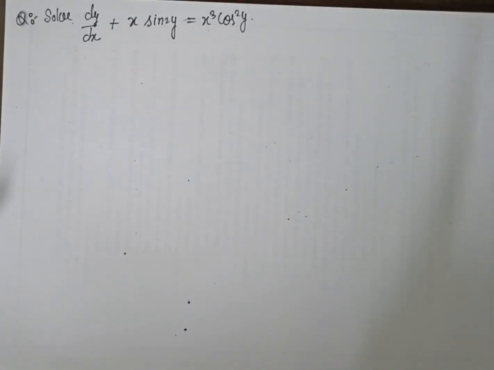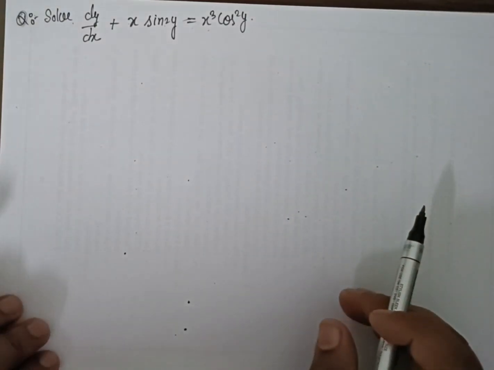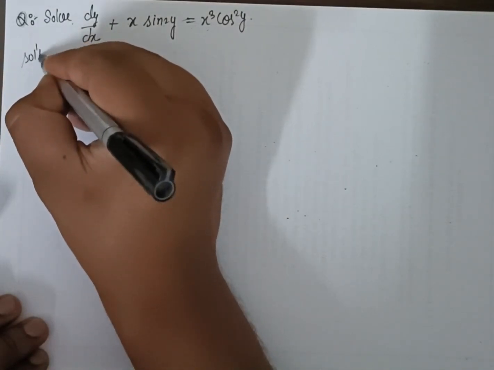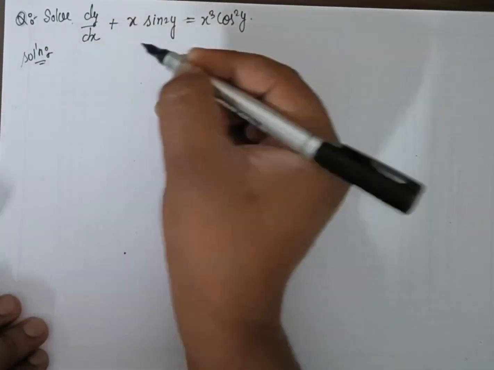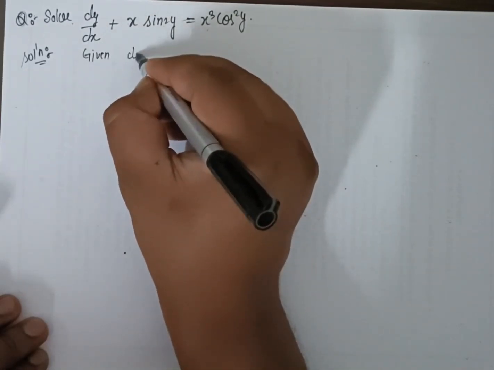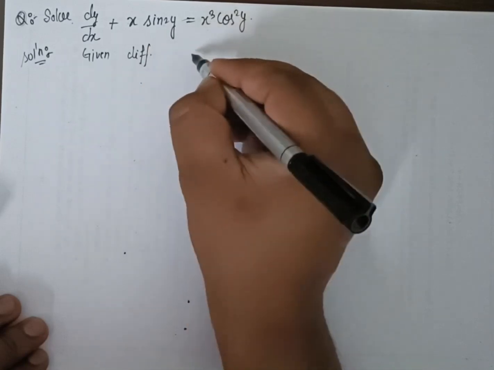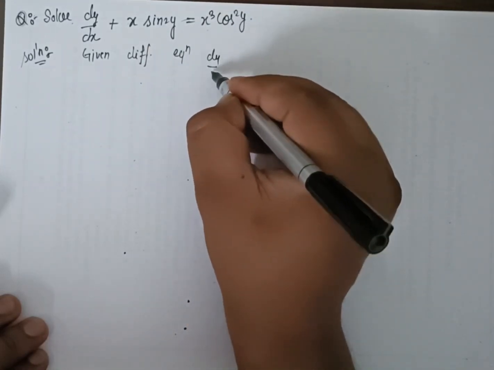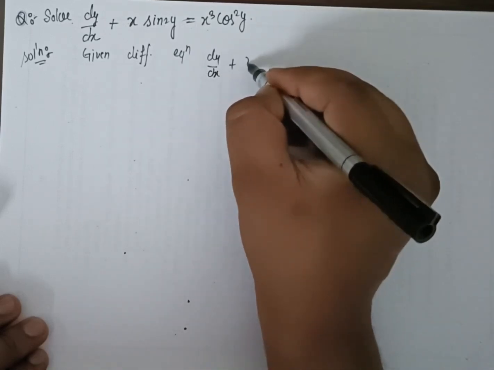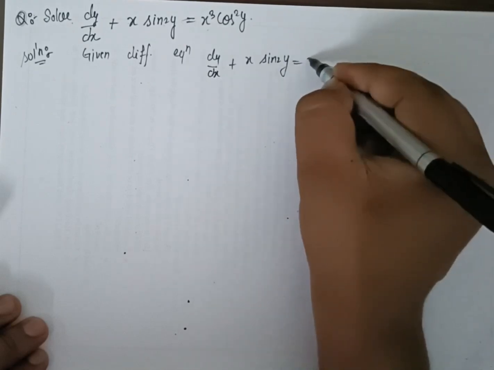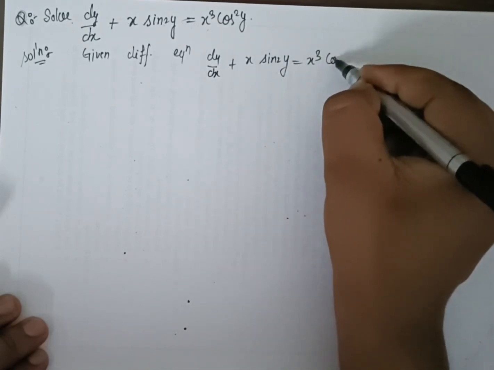Guys, we solve this question based on the theory of Bernoulli's differential equation. So now we are dealing with the solution. The given differential equation is dy/dx + x sin 2y = x^3 cos^2 y.